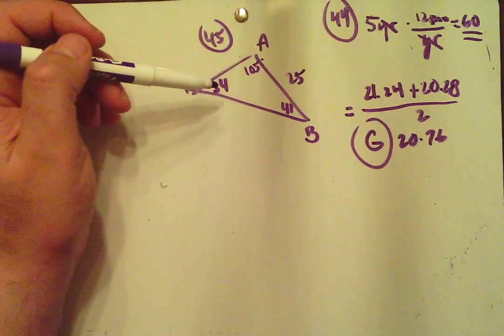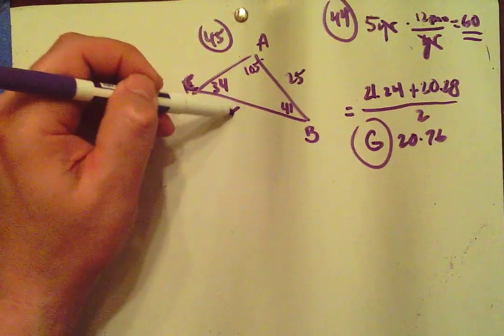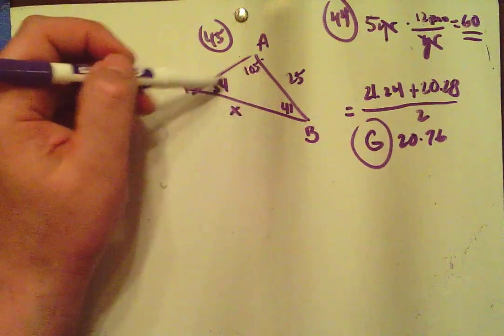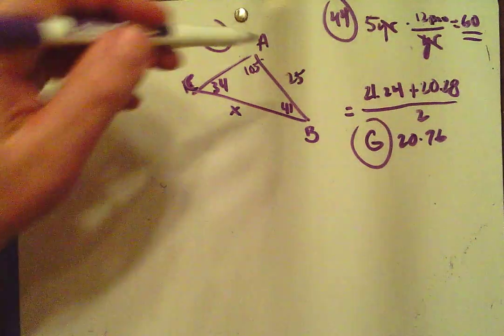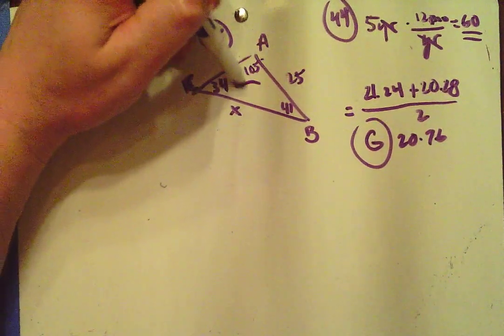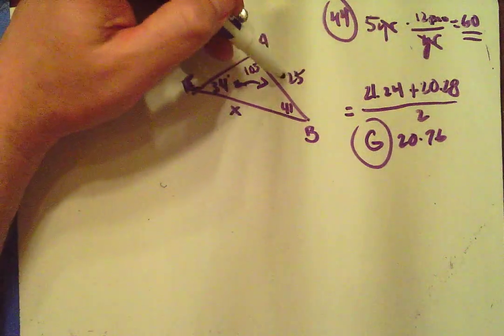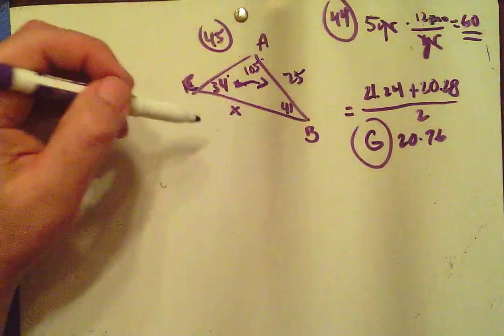Okay, so we're looking for the length BC. So what would help us find BC? Well, this isn't a right triangle, so it's either law of sines or law of cosines. And since I have an opposite side angle pair, this angle and this side across from it, I know I'm supposed to be using law of sines.